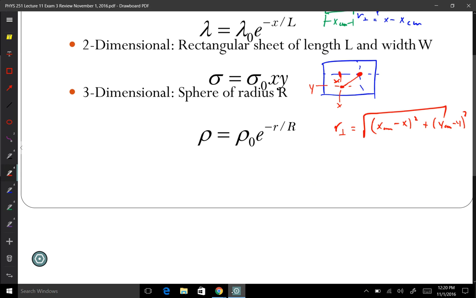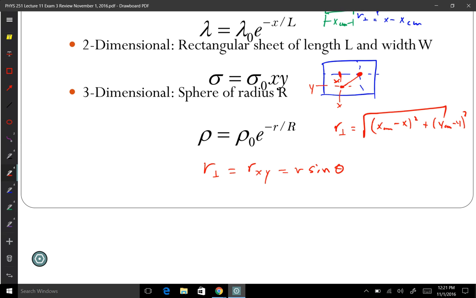The most difficult one, though, is the sphere. For the sphere, my r perpendicular is now going to be, let's do it about the z-axis because of symmetry, what we called the rxy when we were resolving to find what x and y were, which was r sine theta. So now our integral is going to have the integral of r sine theta quantity squared times r squared sine theta d theta d phi d r. And so we'll have that longer integral to do.